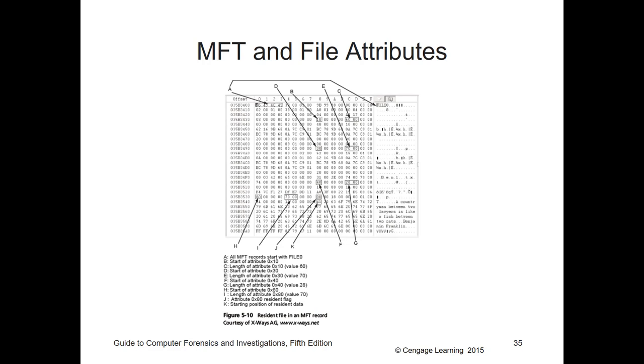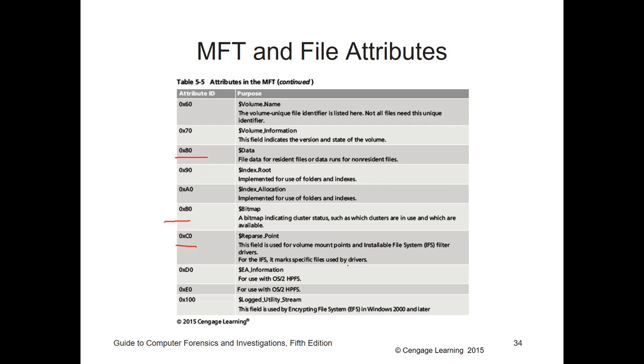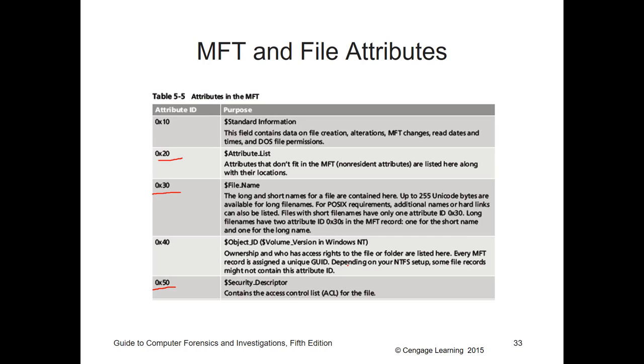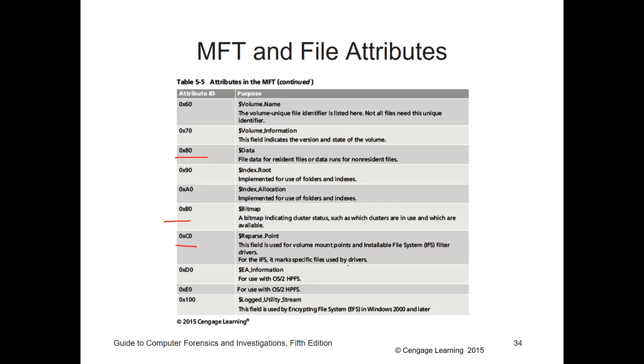So let's go and look at this as metadata. If we're looking at the hex, we can actually see the different portions. A is going to be all of the appropriate MFT records. B is going to be the start of an attribute, 0x10. So there's 10. 60 is going to be the length of the attribute. The start of the next attribute will be 30, and so forth. So again, I'm going to go back two slides. This does equate to something. Here we're looking at things like 80 and 90, and I'm going to go back one.